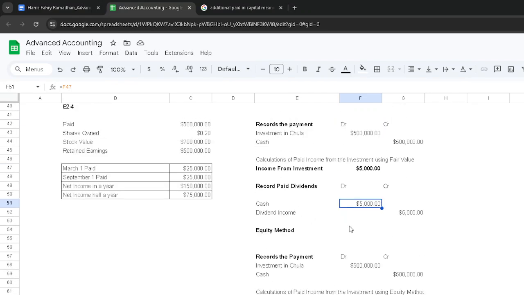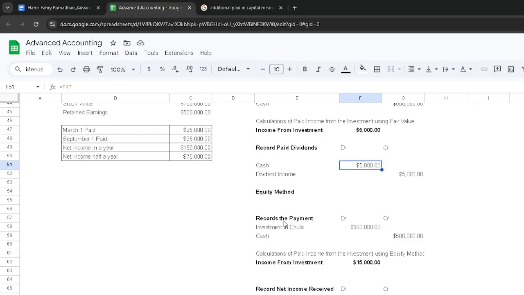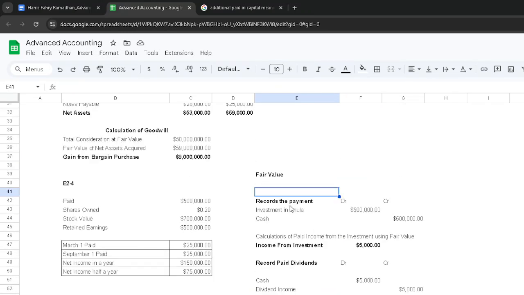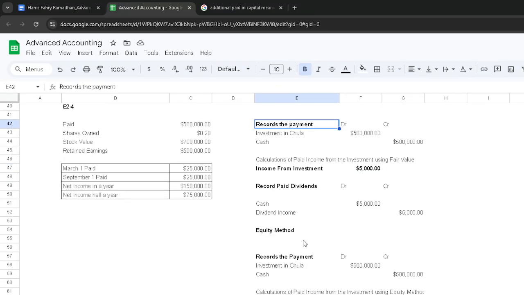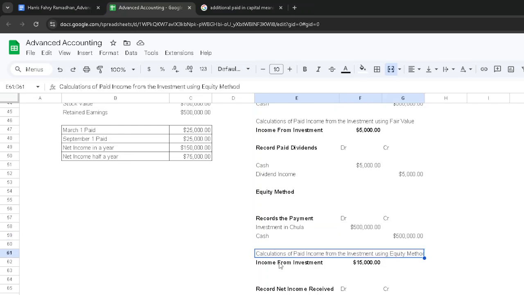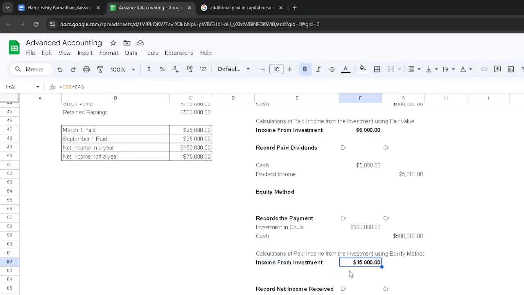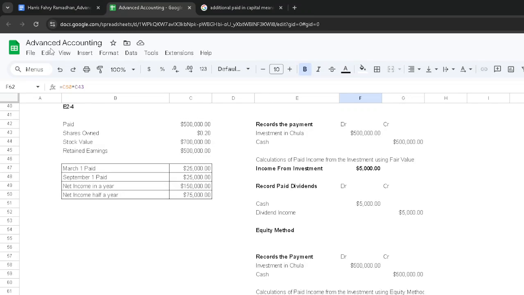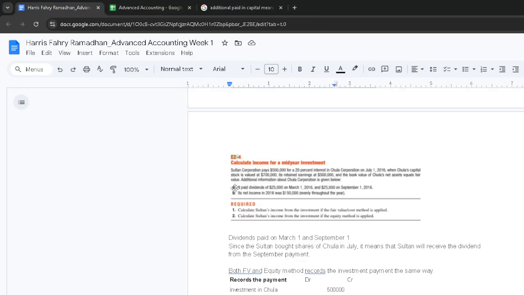Now for the equity method, there's a little bit more to do. So the first is the payment. It's the same as for fair value. It's the same thing, but then there's a difference in how we calculate the income from the investment when we use the equity method. When we use the equity method, we want to pay attention not to the first information in A, but to the information in B.